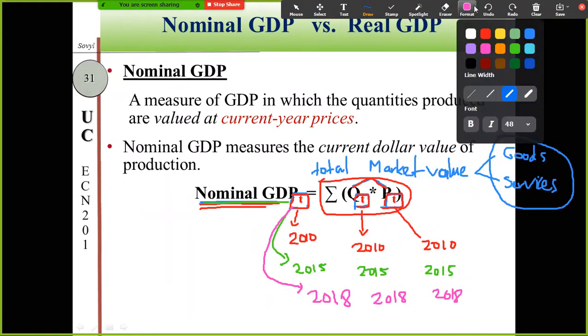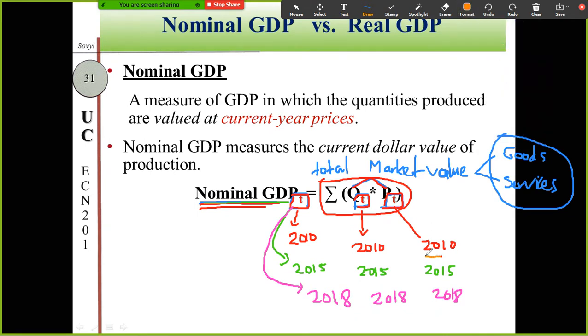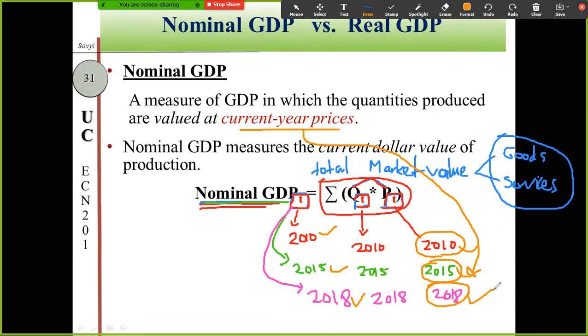By looking at these three examples that I just raised, you can see that the price always changes, because this is the current year price. Suppose we want to study 2010, current year price is 2010. We want to study 2015, current year price is 2015. We want to study 2018, current year price is also 2018. See, current year price always changes. So what does nominal GDP mean?